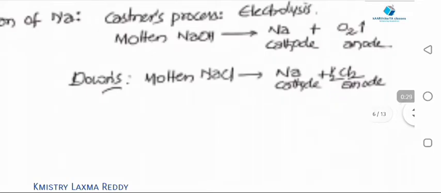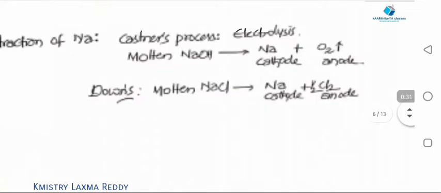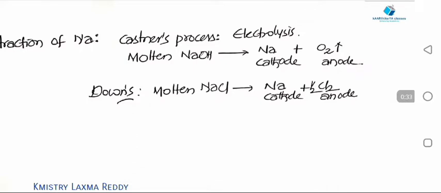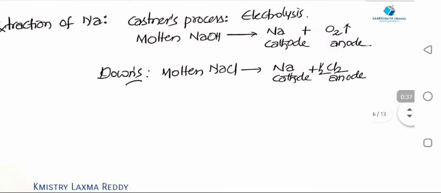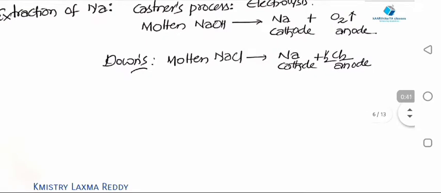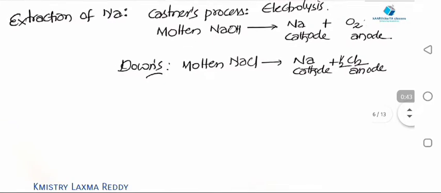Downs method is a cheap method. In Downs method, we use molten sodium chloride, in which you are going to get sodium at cathode and chlorine at anode. This is Downs method, one cheap method, and Downs method is best. Downs method is most used.